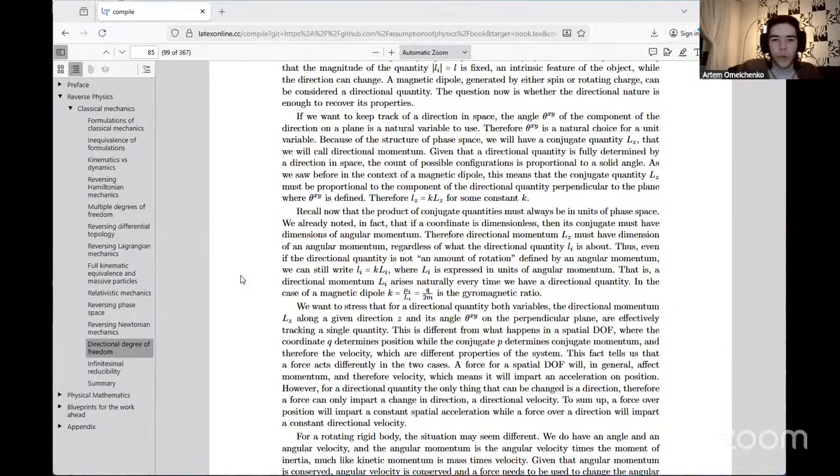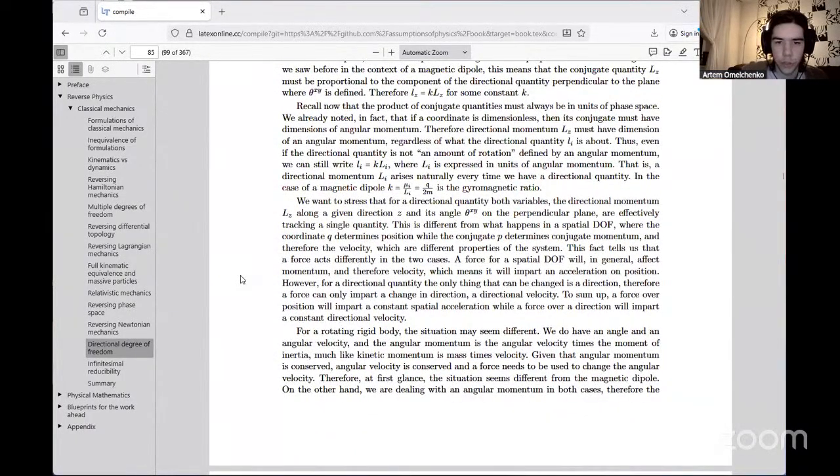We want to stress that for a directional quantity, both variables, the directional momentum L_z along a given direction z, and its angle theta_xy on the perpendicular plane are effectively tracking a single quantity. This is different from what happens in a spatial degree of freedom, where the coordinate q determines position, while the conjugate p determines conjugate momentum, and therefore the velocity, which are different properties of the system.